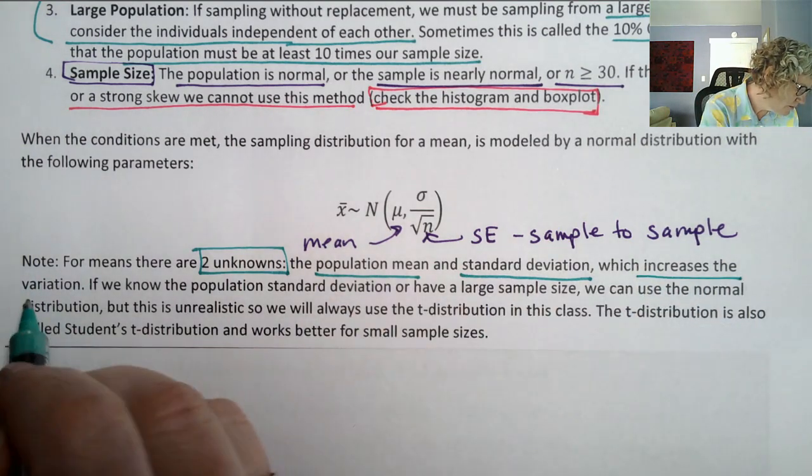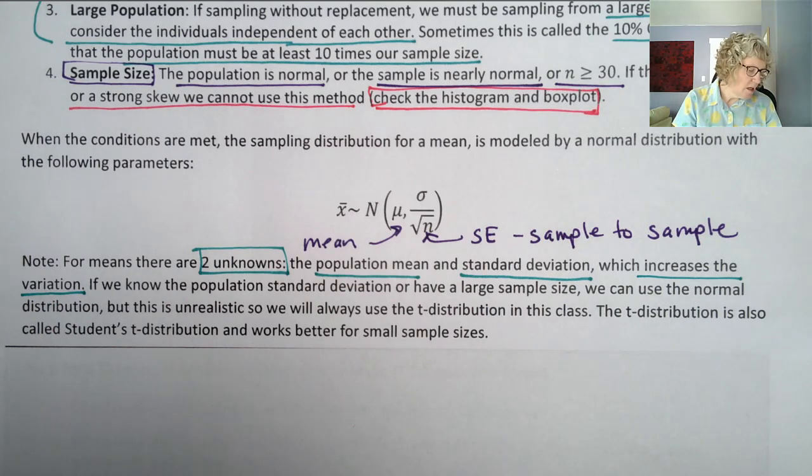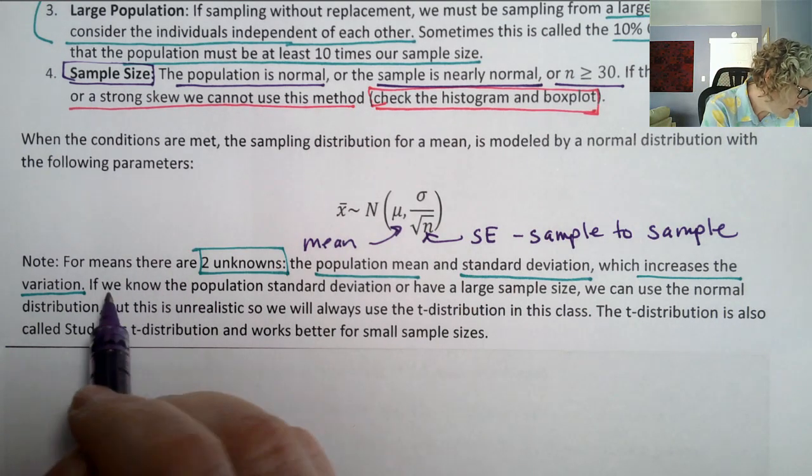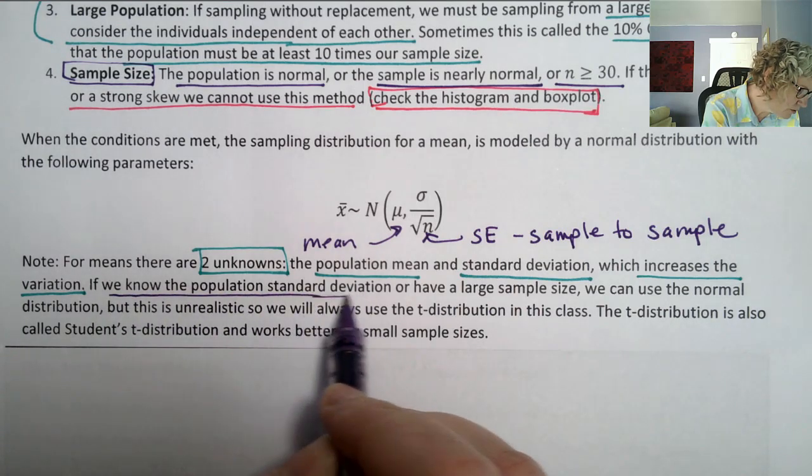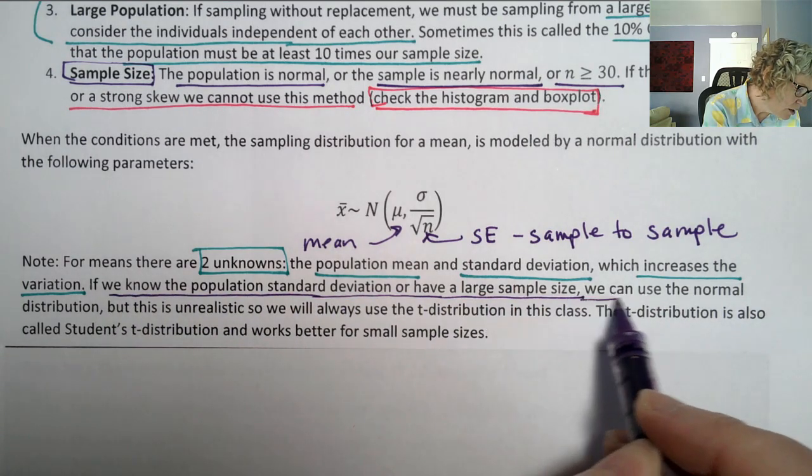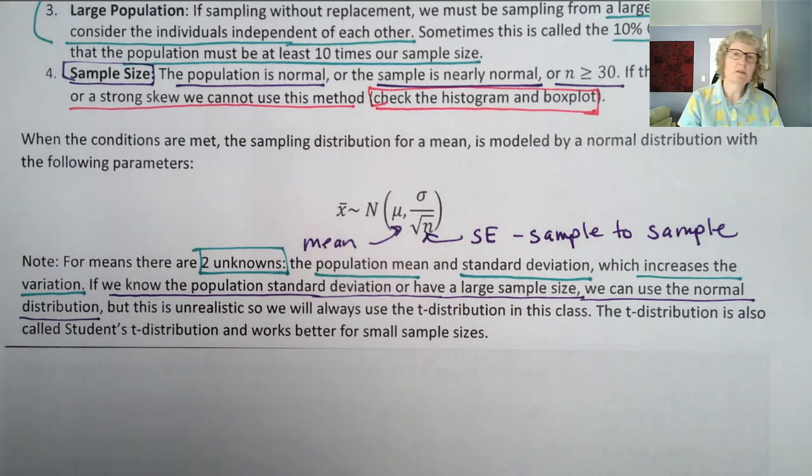This increases the variation. So if we did know the population standard deviation, or have a large sample size, we can use this normal distribution. But that's unrealistic in practice. Like, why would we know the population standard deviation if we don't know the mean? So it's pretty rare to know that. And often we are using small sample sizes. So for this reason, we need to use a different distribution.